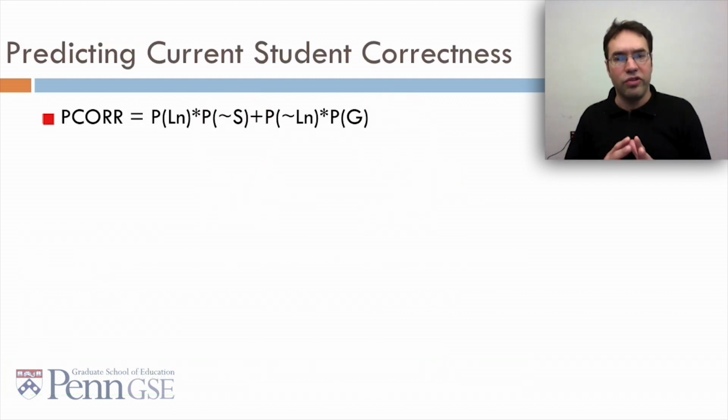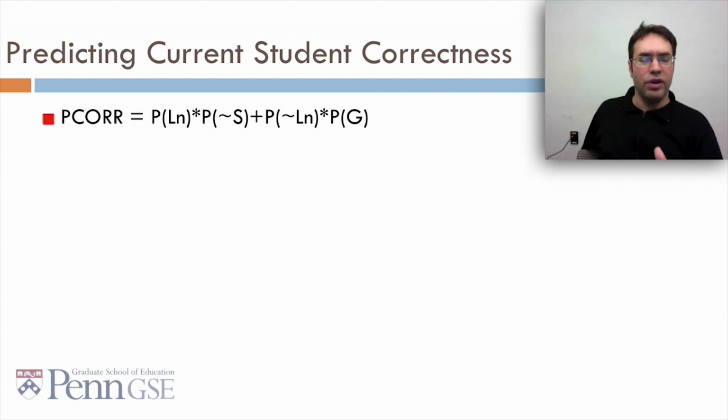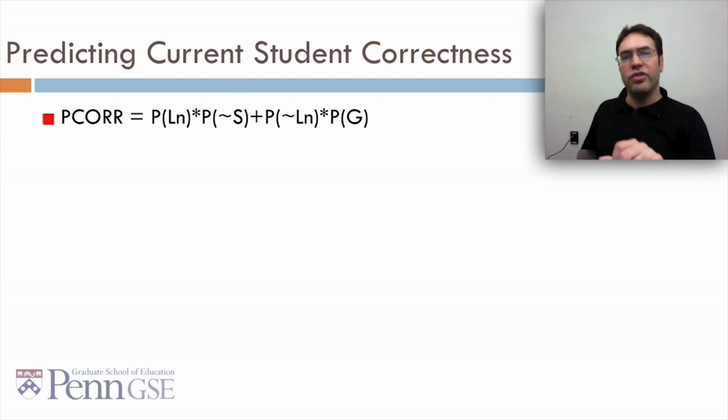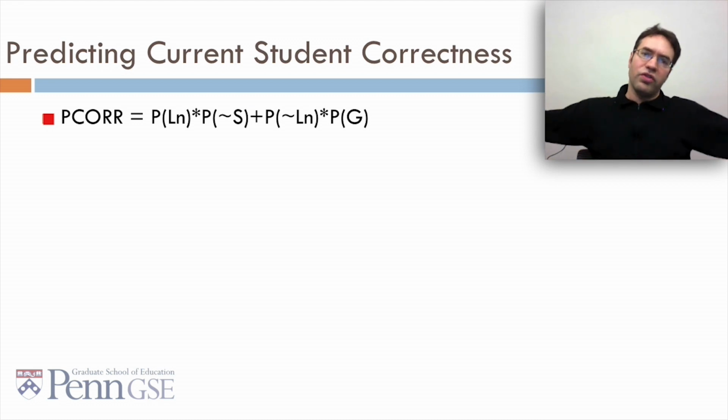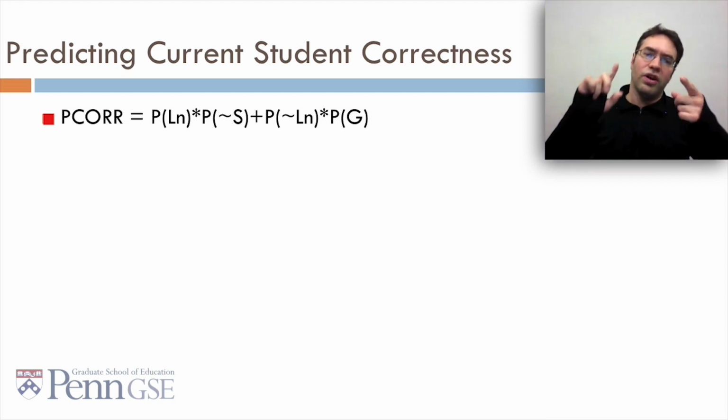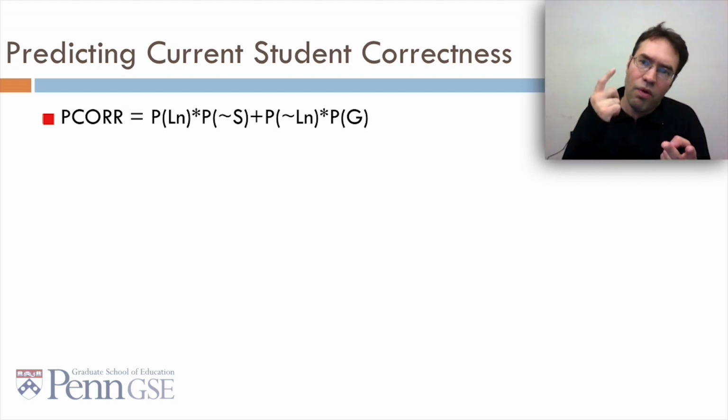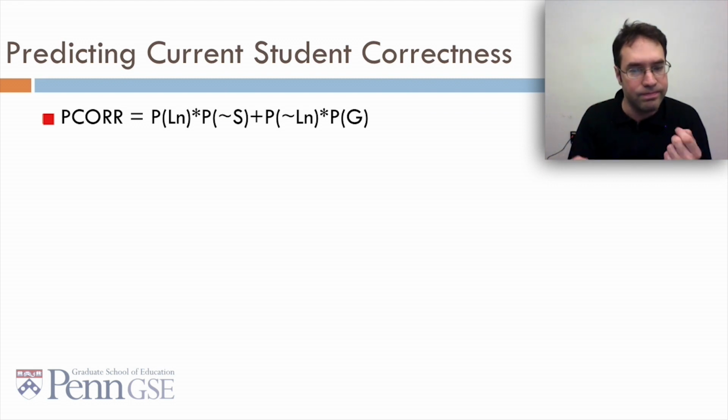How do we predict current student correctness? Well, P-correct is simple. It's just the probability you know it, P of Ln, times the probability you didn't slip, plus the probability you didn't know it, times the probability you guessed. In other words, there's only two ways you can get things correct in the world of Bayesian knowledge tracing. You know it and you don't slip, or you don't know it and you guess.